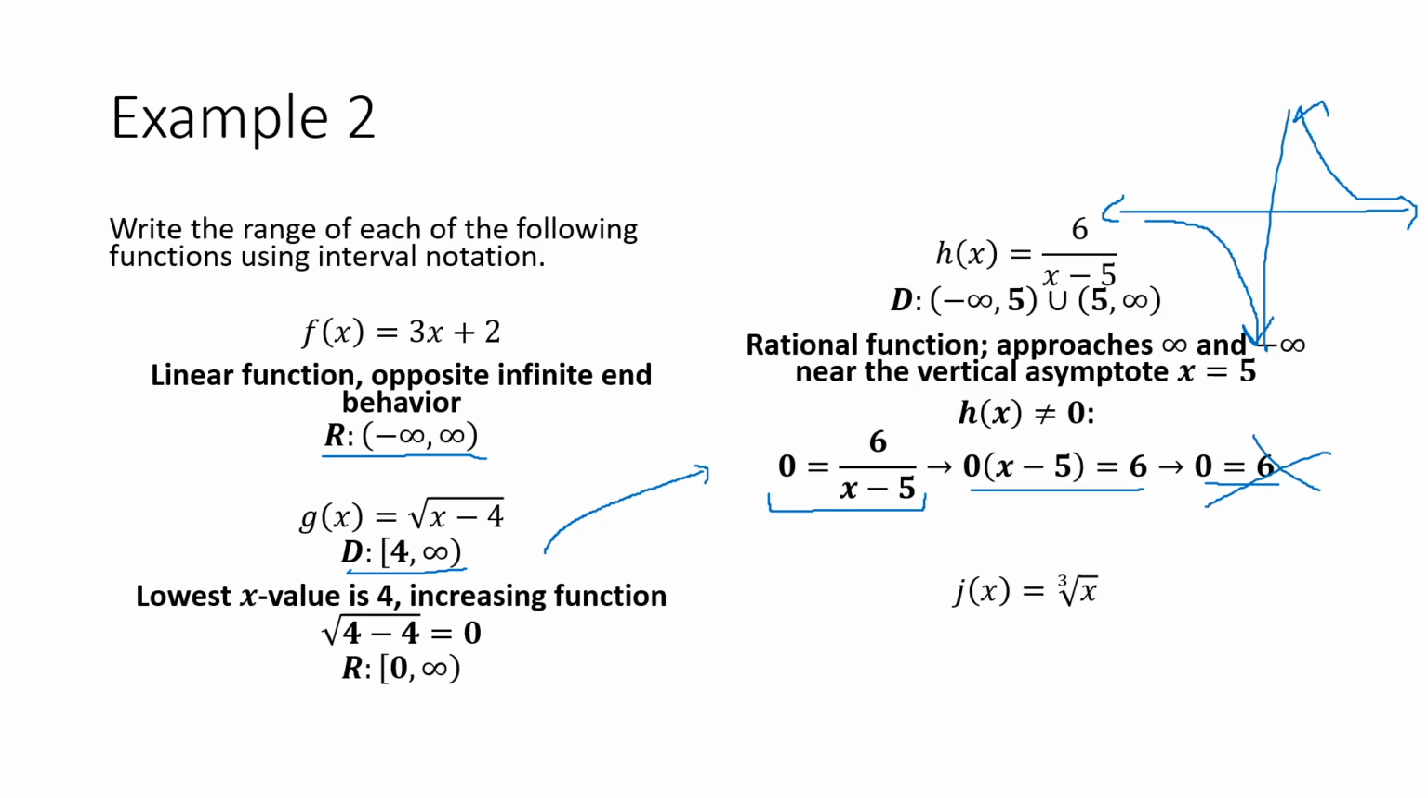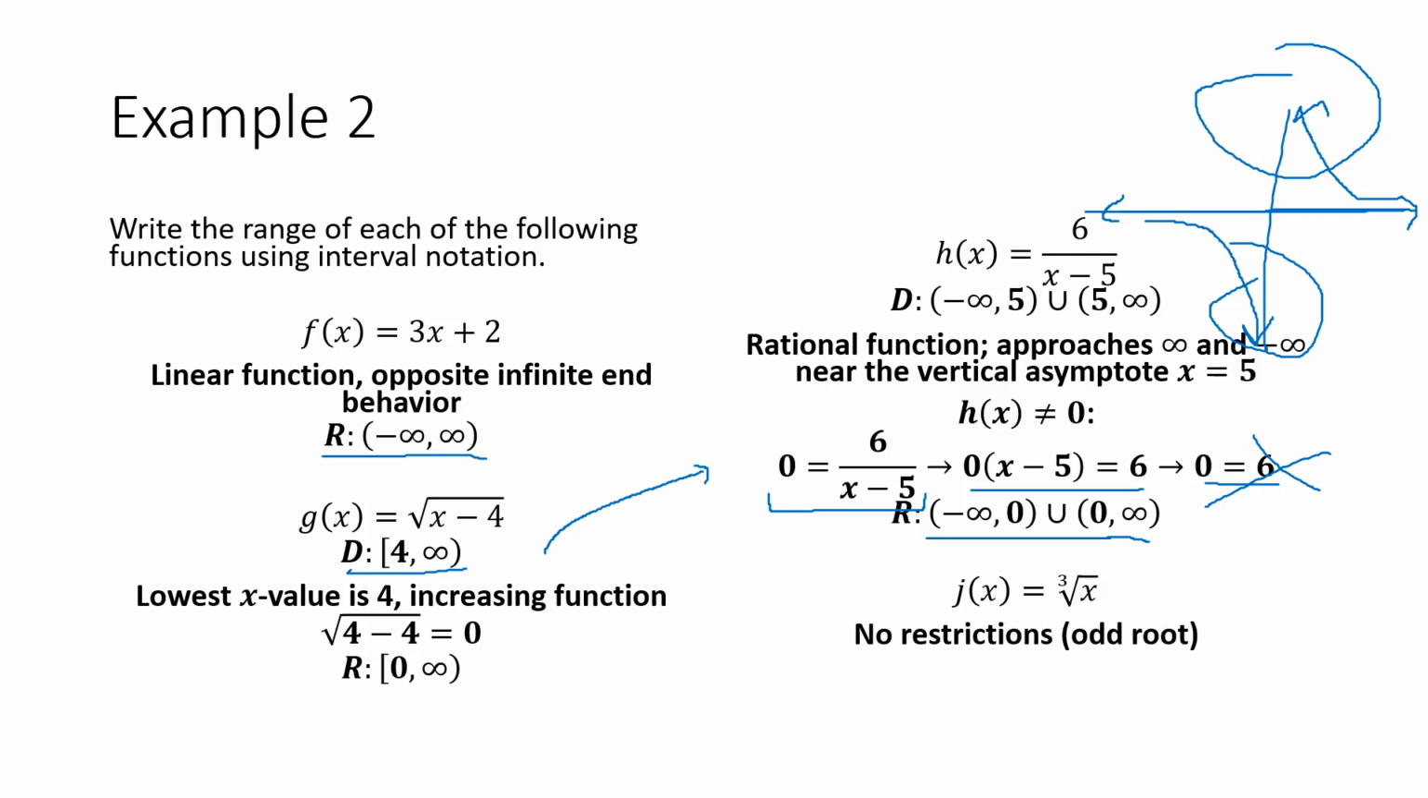That's a little strange, that you don't have to do that often. But the idea is that the range is going to include all real numbers except for 0. We know it's going to go down as far as we want it to, up as far as we want it to, but the function will never actually hit that horizontal asymptote value of 0.